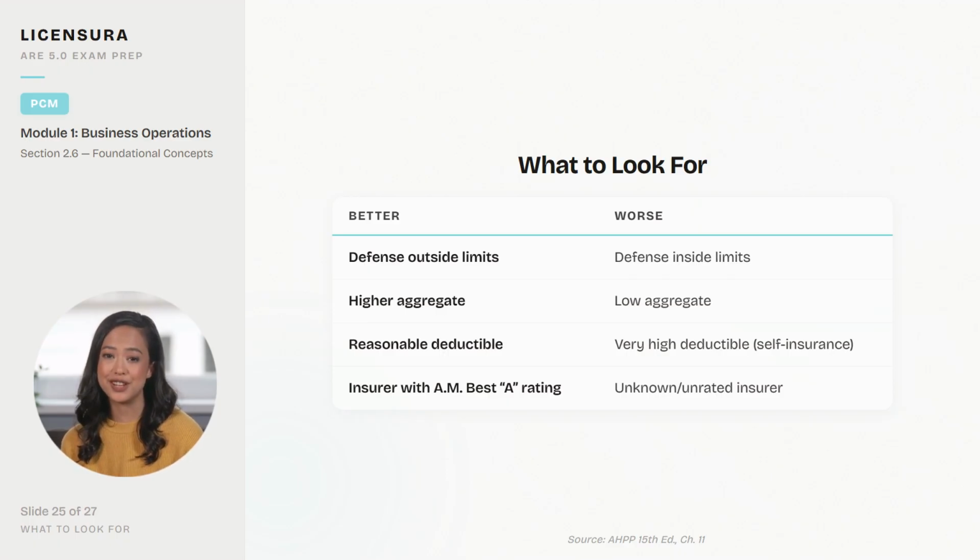So what should you look for when comparing policies? Defense outside limits is better than inside. A higher aggregate protects you from multiple claims in 1 year. A reasonable deductible, not so high that you're essentially self-insuring. And an insurer with an AM Best A rating, not an unknown carrier.